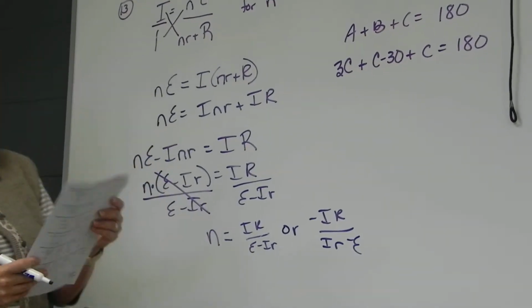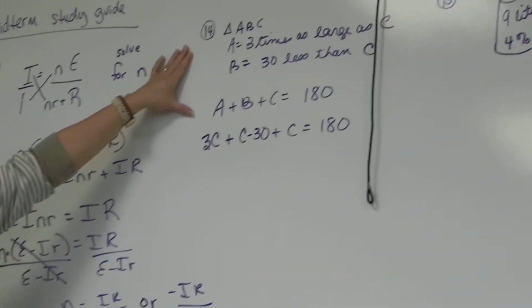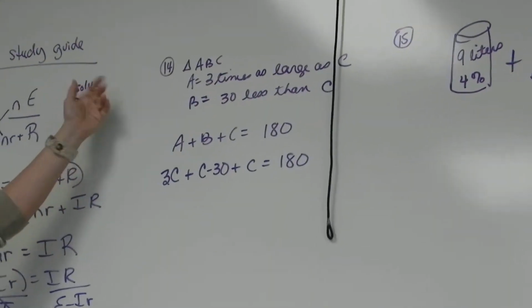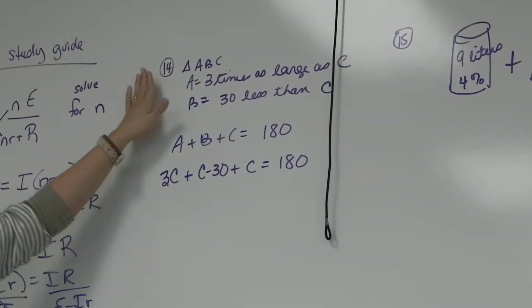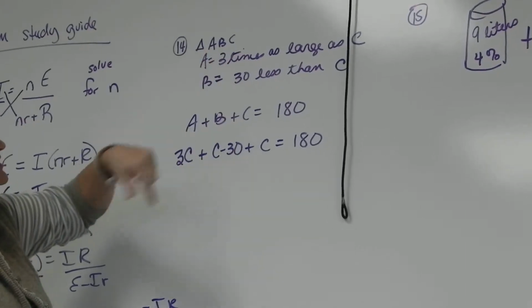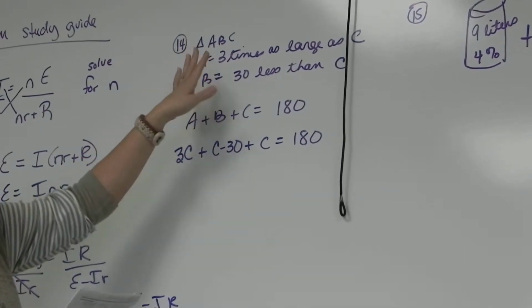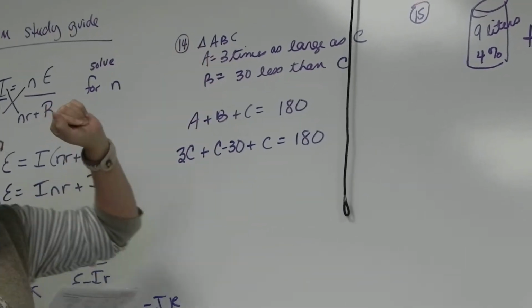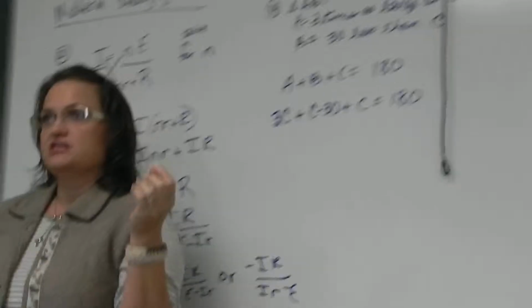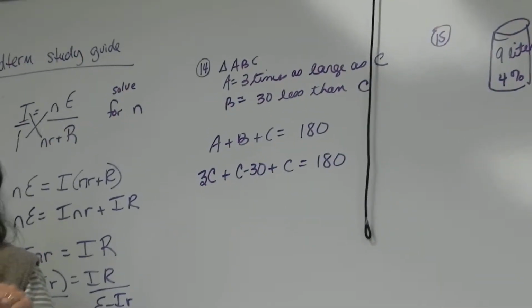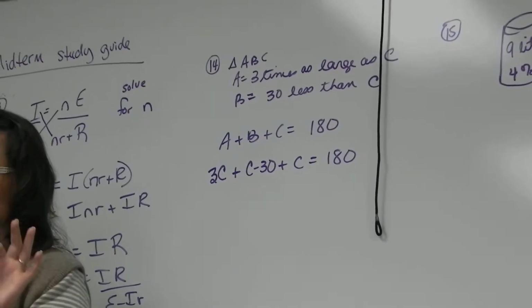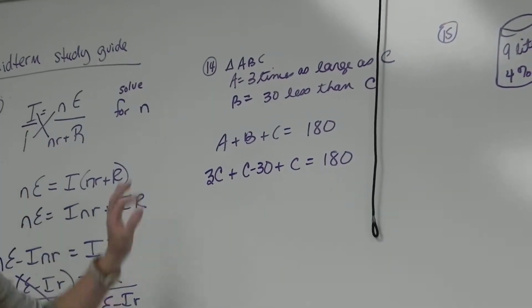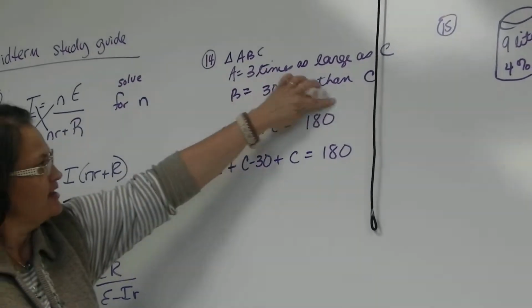All right, number 14. You've got a series of reading problems here, 14, 15, 16. Number 14 says you have a triangle ABC. We're talking about the 3 angles of a triangle. What we need to know to work this problem is that the angles of a triangle always add up to 180 degrees. So if you can express each one of those angles algebraically, we can say the 3 have to add to be 180.